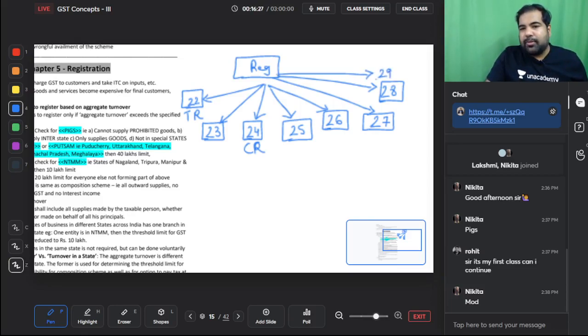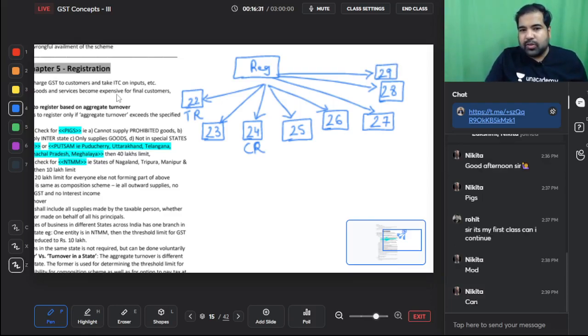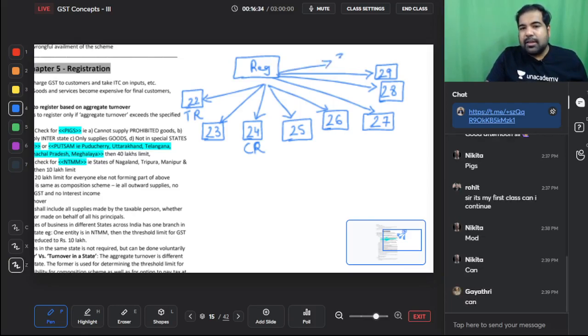Section 29 is very, very important. Can your registration get cancelled, or can you cancel the registration? And section 30 is revocation of cancellation. So if your registration gets cancelled, can you revoke it? That is section 30, and this is your chapter.